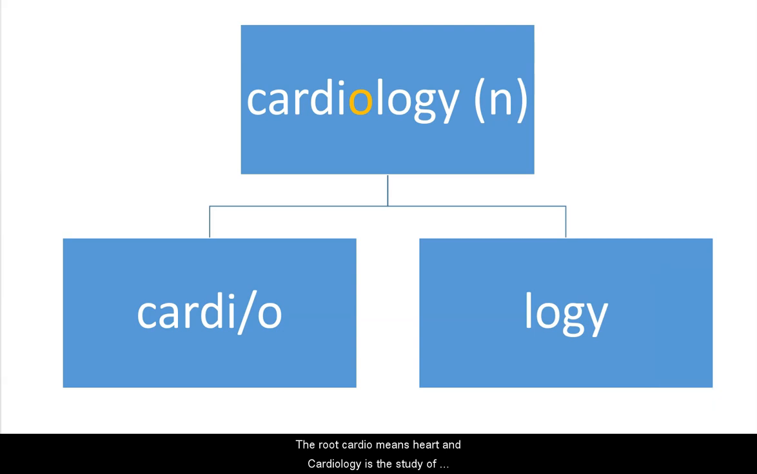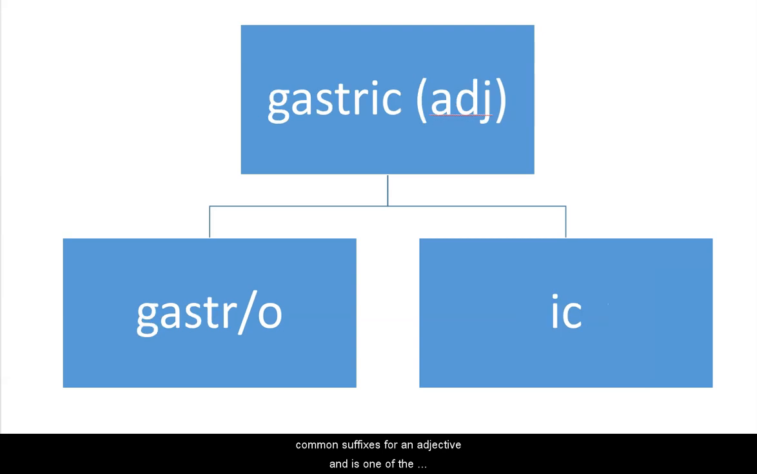The root cardio means heart, and cardiology is the study of the heart. IC, ic, is one of the most common suffixes for an adjective and is one of the many that means pertaining to. Gastro means stomach, so gastric means pertaining to the stomach. Notice that only one vowel is used to combine the root and the suffix, and the vowel from the suffix is the one that is used.